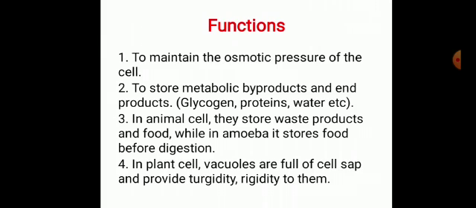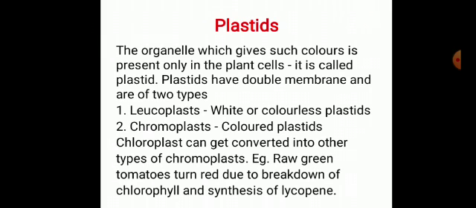Now, we will see the next cell organelle, plastids. The organelle which gives colors which are seen in plant parts. Have you seen green leaves, yellow, red, orange, blue flowers? The organelle which gives such colors is present only in plant cell and it is called plastid. Plastids have double membrane and they are of two types: leucoplasts, white or colorless plastids, and chromoplast, colored plastids.